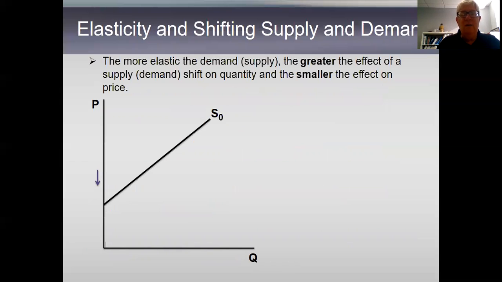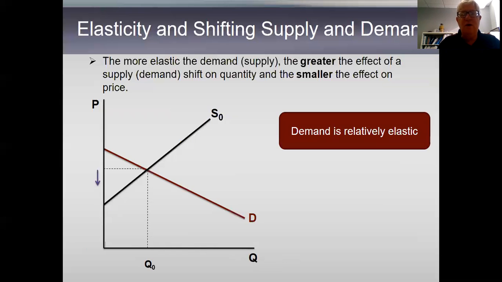Now, the next thing we want to discuss is what happens when you have shifts in the supply or the demand. So the idea here is that whichever is more elastic, whether that is demand or supply, is going to have the greater effect on quantity and a smaller effect on price.